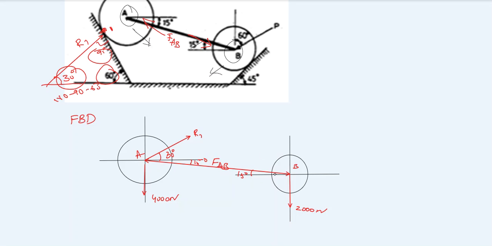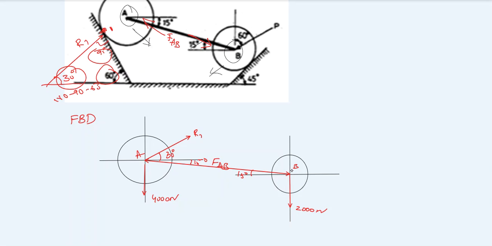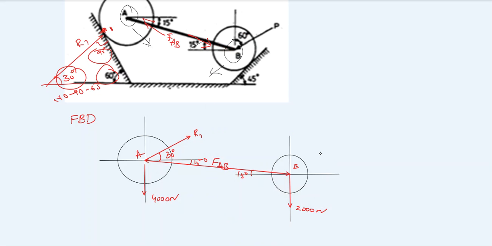Coming to center 2, that is body B. For body B, the self weight I already wrote, 2000 Newton, and we have FAB toward the center. Similarly, P is a force with an angle 60 degrees to the vertical, sorry, not horizontal. Let me change the direction. This is acting towards the center. So this is P, which makes an angle 60 degrees to the horizontal, right?